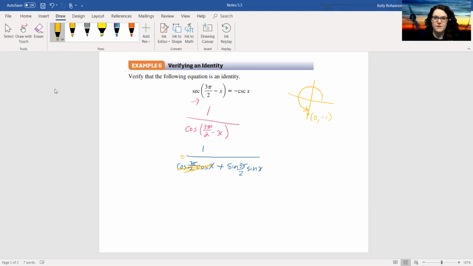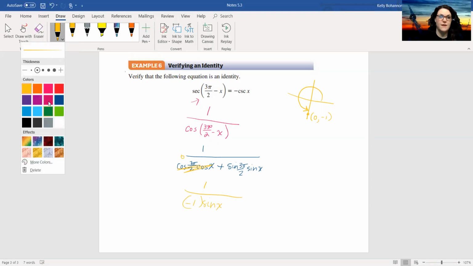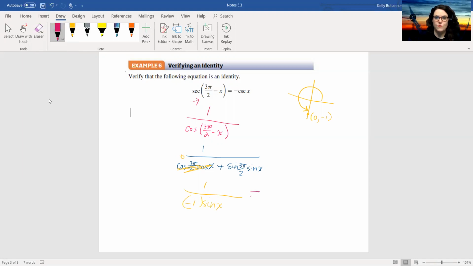So that means I have 1 over -1 sine x, which makes that 1 over negative sine x, and I can use my reciprocal identities, and that's negative cosecant x, which is what we were trying to get to. So that is all for that one.